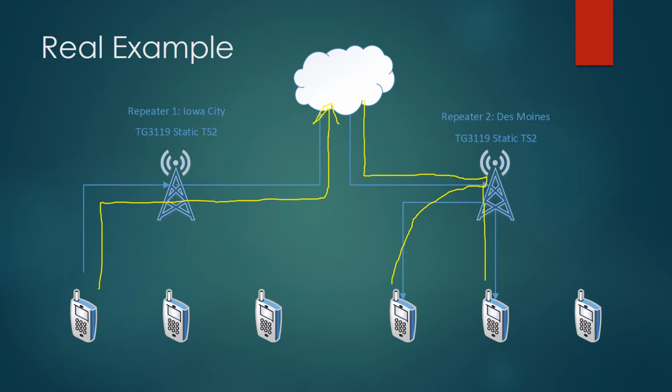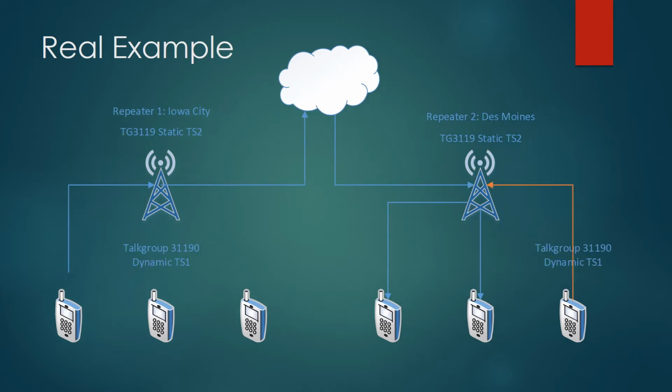Now let's say somebody else wants to have a conversation at the same time. So we've got one other radio here in Des Moines. They're tuned to talk group 31190, which is a dynamic talk group on time slot 1. So it's not going to interfere with our other time slot. It's a separate time slot. So while this conversation is occurring on 3119, this person over here in Des Moines keys up on 31190. Their radio transmits to the local repeater. The repeater then repeats that traffic into the Brandmeister network, which hits the cloud.